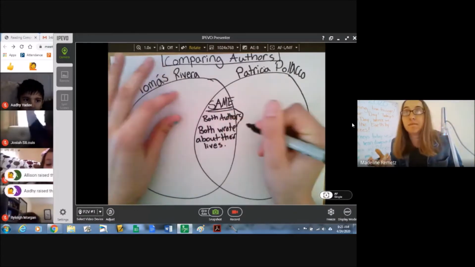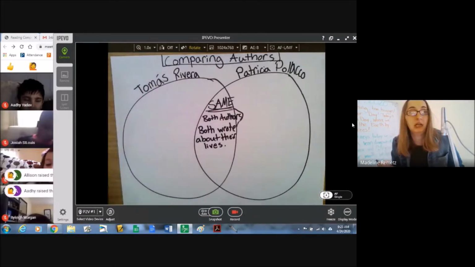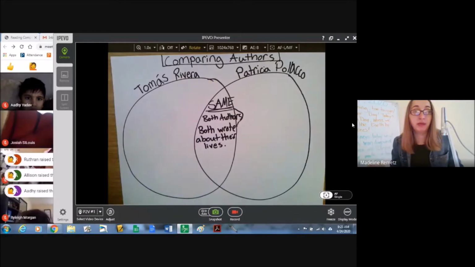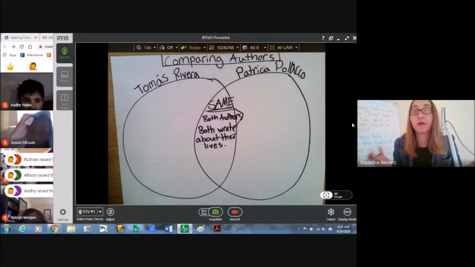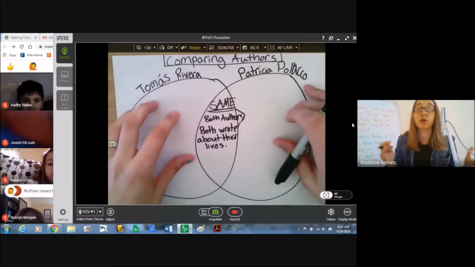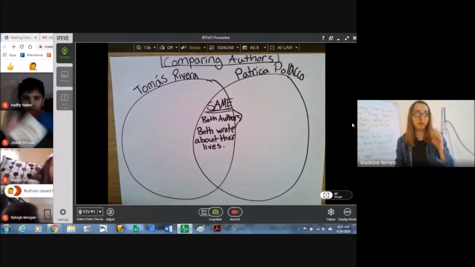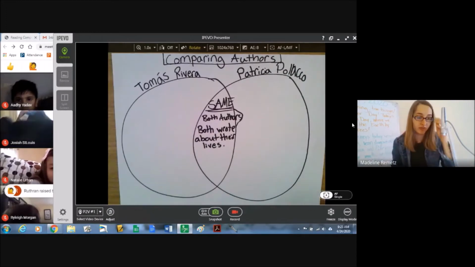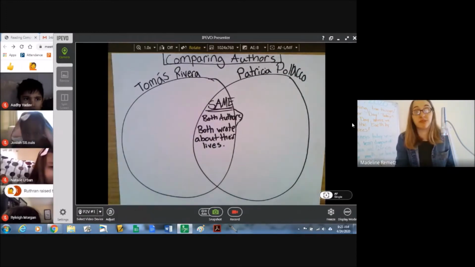I mean, when it comes to whoever wrote The Gingerbread Man and whoever wrote Three Little Pigs, they both wrote about fairy tales. So the reason that these authors are special is because they both wrote about their lives. Thank you, Samarth. Anyone else? Go ahead, Ruthron. You can do same or different. It's up to you.